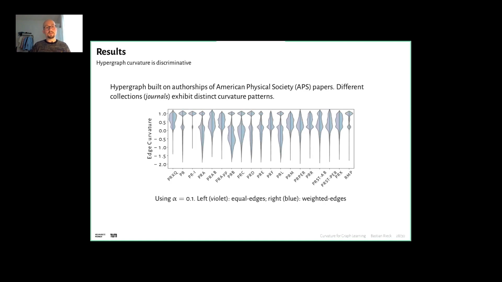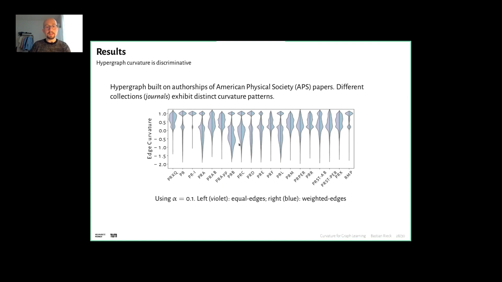The first is what we found is that hypergraph curvature is really, really discriminative. So it's not something that is just doing some relatively strange calculations that are non-canonical on the nodes and on the hyperedges respectively, but it really gives you an insight into different types of hypergraphs. So for instance, here you can see hypergraphs that are built based on authorships of the American Physical Society papers, and different collections, so different journals, for instance, exhibit distinct curvature patterns.